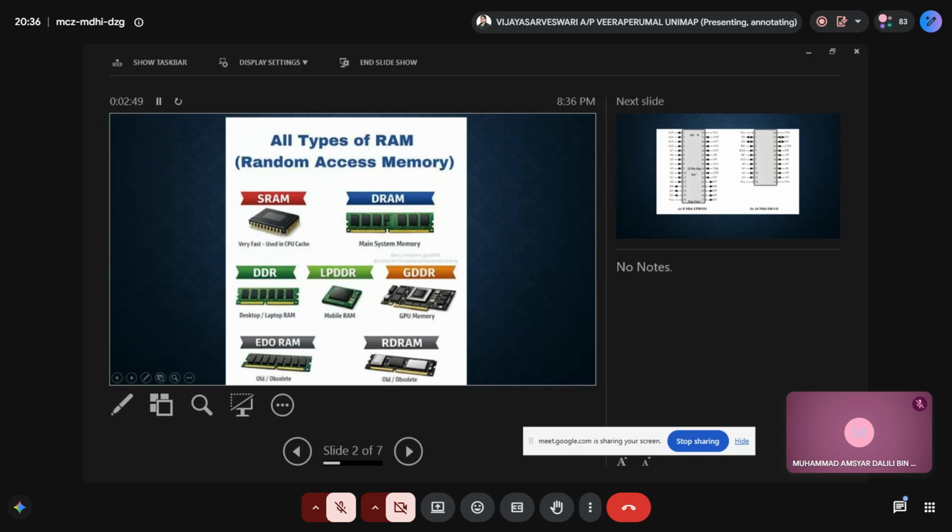So we have different things. Here is the mobile RAM. For mobile, the usage is LPDDR, and GDDR is the GPU memories. So we have different types of DRAM. So these are the types of DRAMs, and we have the old ones, EDO RAM and RDRAM. So these are the very previous CPUs' ones.